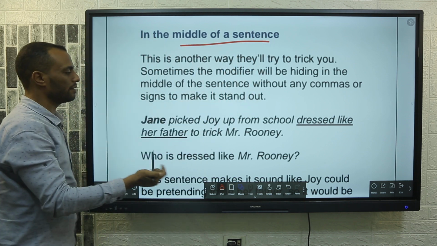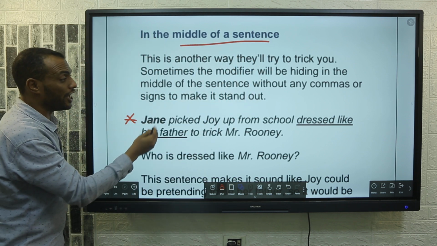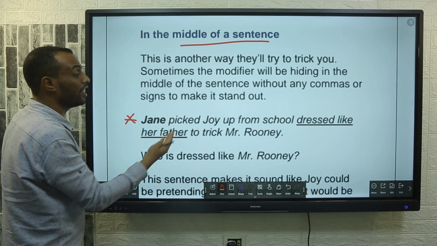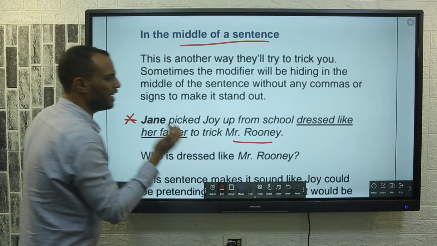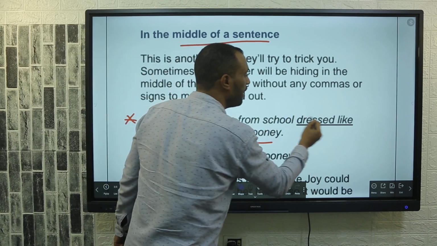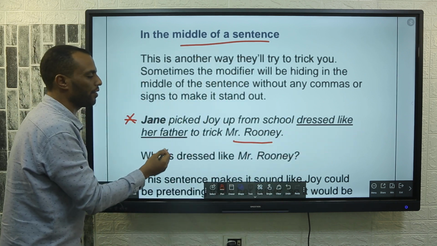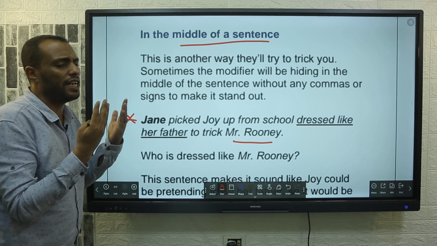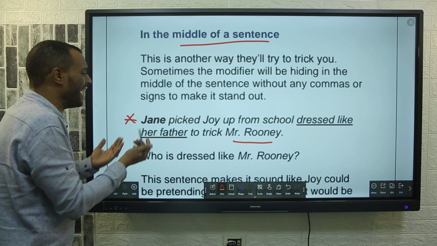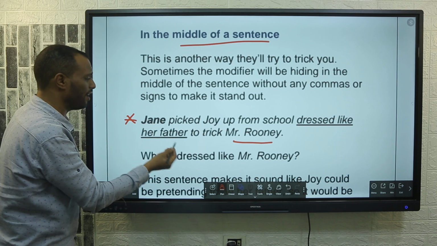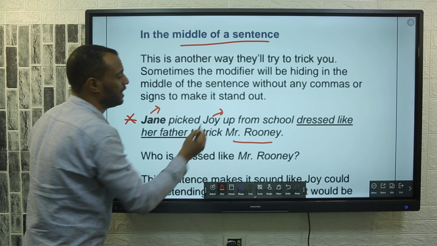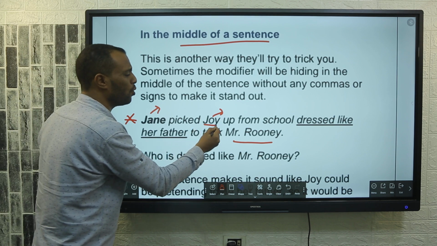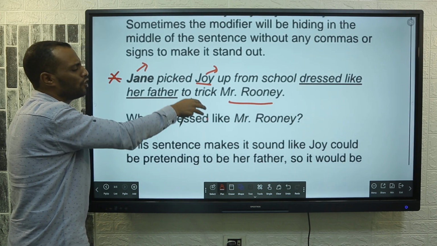Let's go now to another example, when you can see the modifier in the middle of the sentence. Let's read the example. Jane picked Joy up from school, dressed like her father, to trick Mr. Rooney. Where is the modifier? Dressed like her father. And then again, I'm totally confused. I can't understand. Which one dressed like her father, Jane or Joy? According to the rule, which one is next to it? Yes, Joy. But this is not correct.